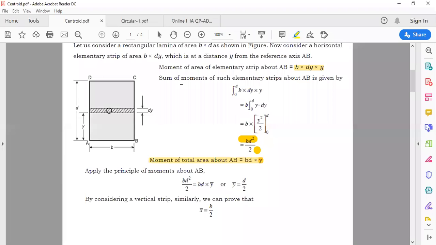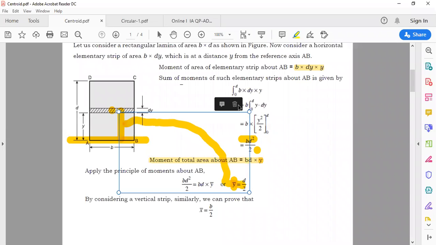Exactly D by 2. Always keep one thing in mind, that this y bar which you have calculated is the distance from the x-axis, or it is the distance from this horizontal reference axis, that is AB. So you have got y bar is equal to D by 2, which lies somewhere at this point. So this distance is D by 2. Sorry, it is D by 2.